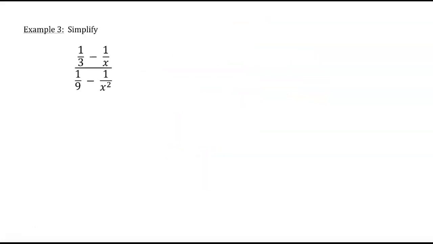In example 3, we have a complex fraction with 2 fractions in the numerator and 2 fractions in the denominator. Notice at this time, our denominators are a mix of integers, 3 and 9, and variables, x and x squared. The least common denominator for these 4 denominators, 3, x, 9, and x squared, must include the least common multiple of 3 and 9, which is 9, and the least common multiple of x and x squared, which is x squared. So our least common denominator in this case is 9x squared. It's also what will help us clear all of our fractions at the same time.